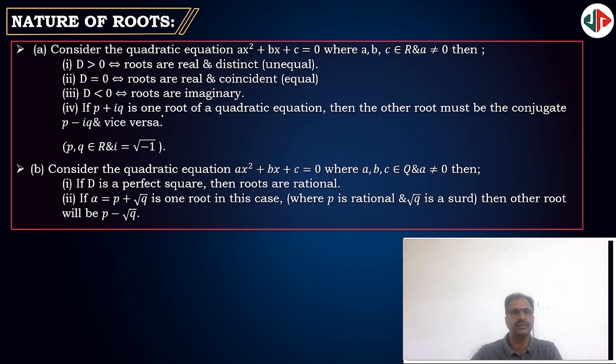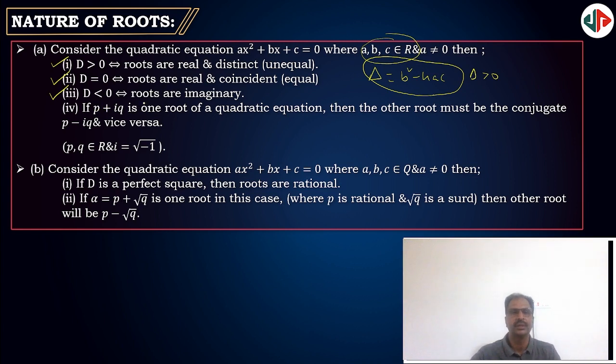Next, nature of the roots of a quadratic equation. Nature of the roots of quadratic equation depends upon the discriminant delta is equal to b square minus 4ac. First case, let us say a, b, c are real numbers. If delta is greater than 0, then the roots are real and distinct. If delta is equal to 0, then the roots are real and equal. If delta is less than 0, then the roots are imaginary.